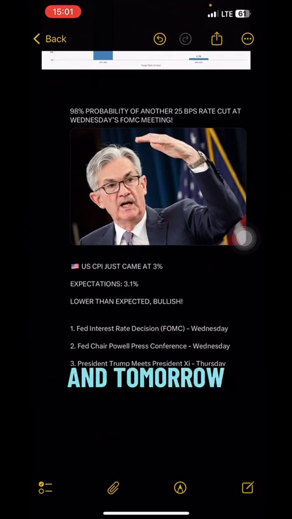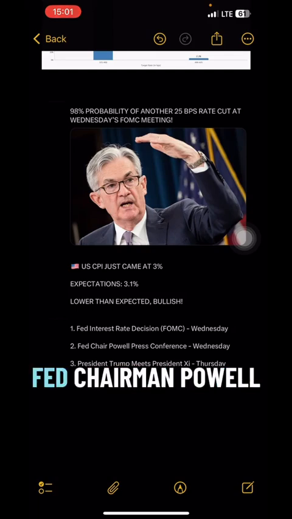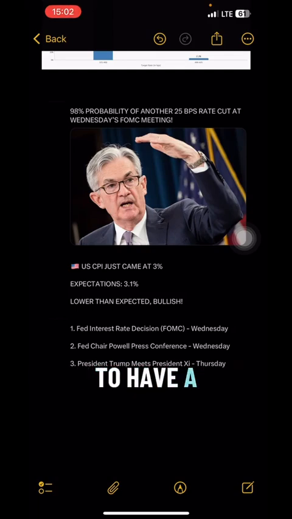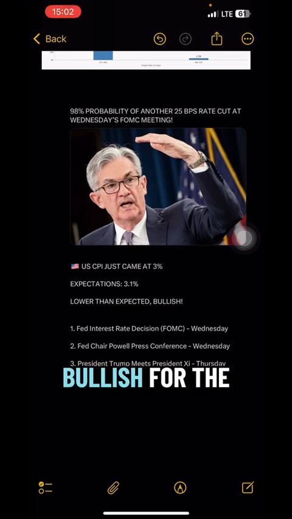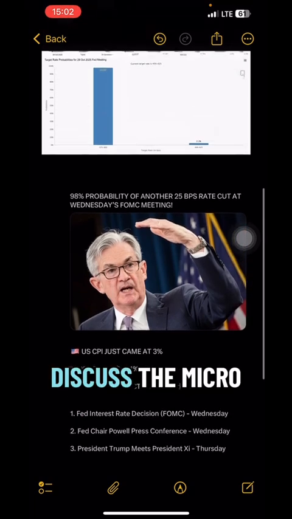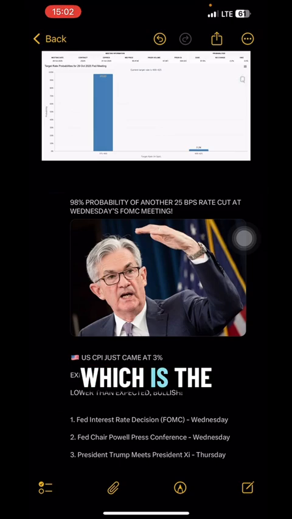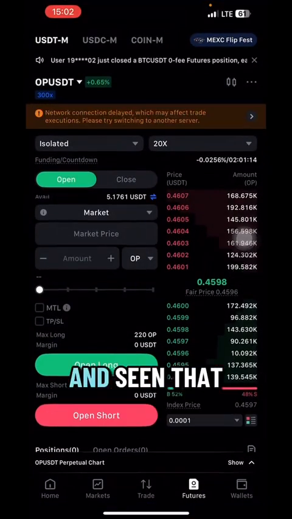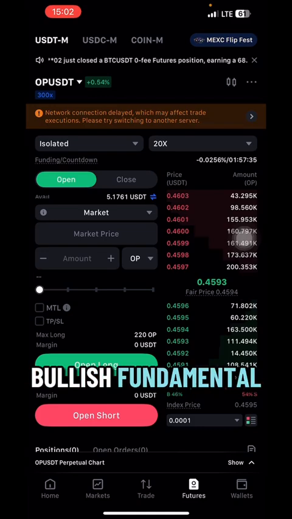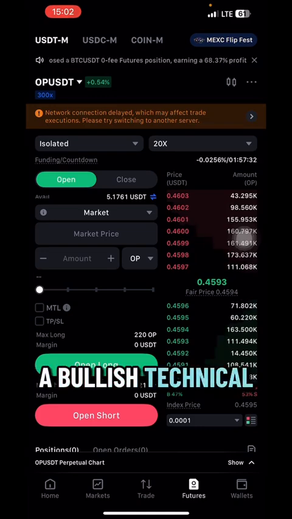Tomorrow, which is Wednesday, we are going to have the FOMC, which has a 19% chance of a 25 basis point rate cut. Fed Chairman Powell is also going to have a press conference, and President Trump is also meeting with President Xi on Thursday, which is quite bullish for the markets. They'll be able to discuss the macro level issues, which is the trade war or tariff war they are both in. After I've seen that we have a bullish fundamental and a bullish technical, then I'll come here.